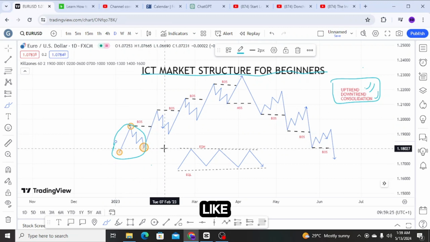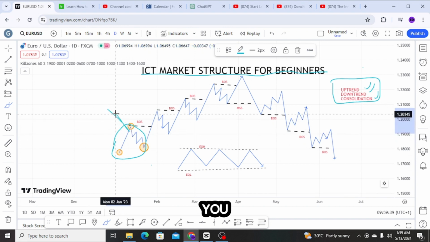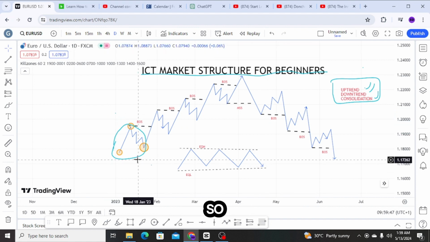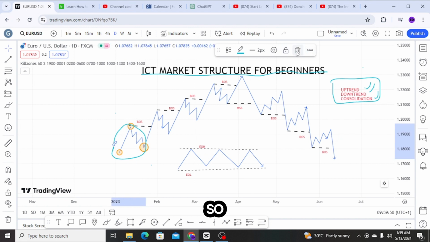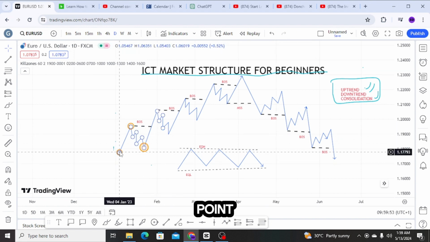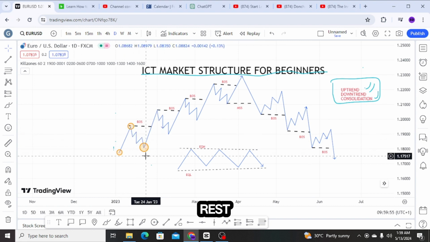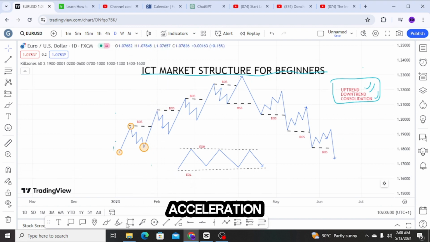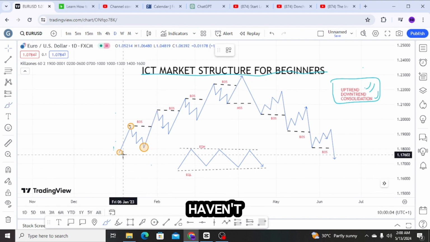Let's take an example that you are an athlete, and we are running from point A to point B. If you run from point A to point B, you rest, and you start your running again. Let me delete all these drawings so the chart will be clearer. If you run from this point A to point B, then you rest. After resting, you run again, you get more energy for more acceleration.